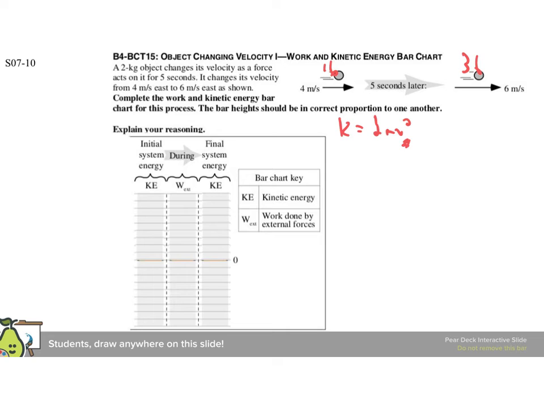So let's say that our kinetic energy starts off with 4 blocks, which is 16 total units. And at the end we have 36, which is 9 blocks, so 4, 8, 9. That's actually just exactly what we have here.